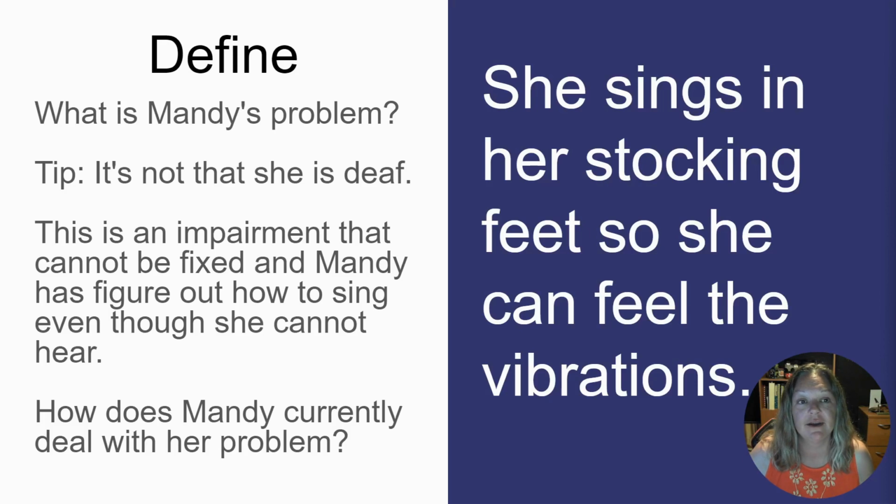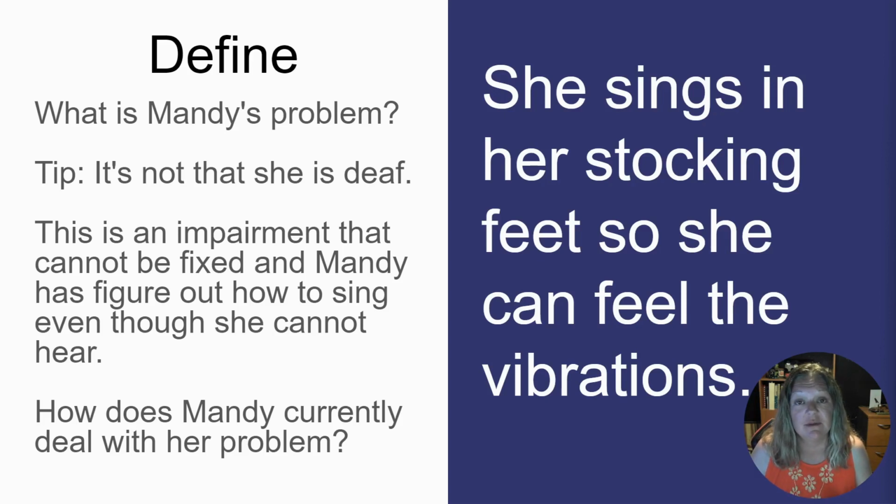So now I would have a discussion with the students about what is Mandy's problem. And we would talk about how it's not about being deaf. That's not a problem. That is an impairment that cannot be fixed. And Mandy has actually solved that problem by figuring out to sing even though she cannot hear. And then, especially at the grade 2 level, I need to guide the students into, well, how is she dealing with her problem? And we come to the determination that she sings in her stocking feet so she can feel the vibrations. So now that we've reached this point, we get to, well, she has to sing in her socks. She can't wear shoes.